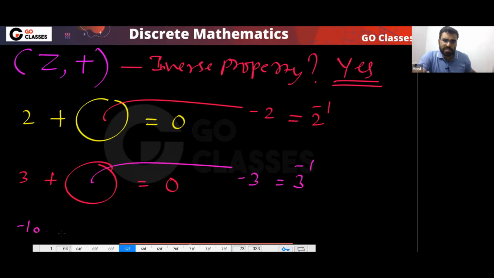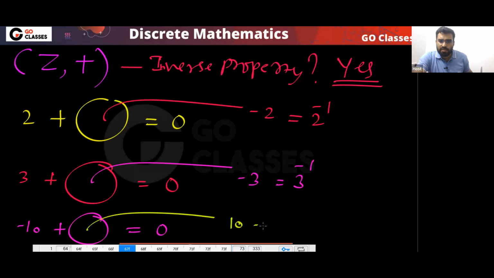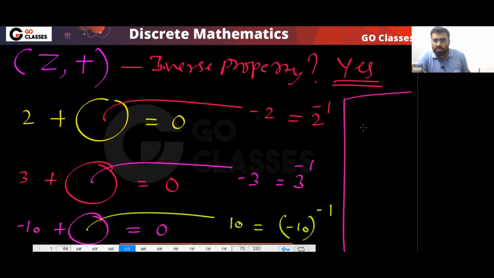If I ask you for -10, what should I put here such that I get 0? Then you will say 10. So the inverse of -10 is 10. So I can say for all A belonging to integers, A inverse is -A.